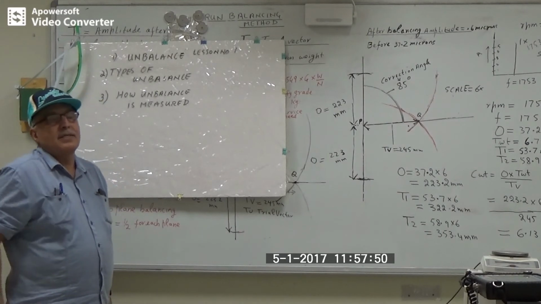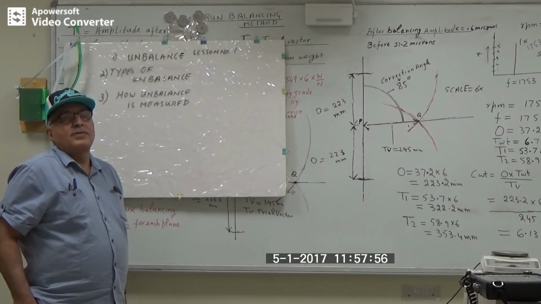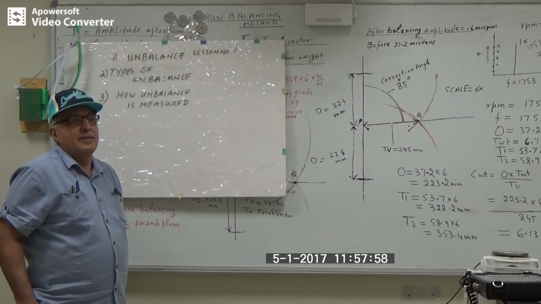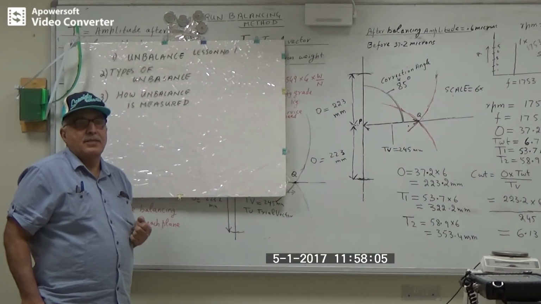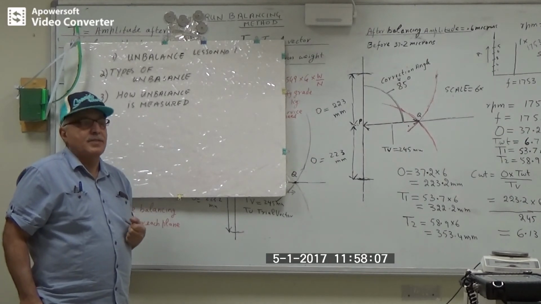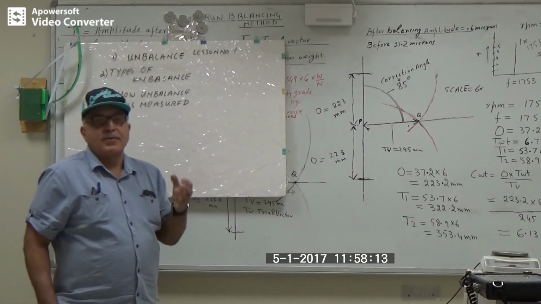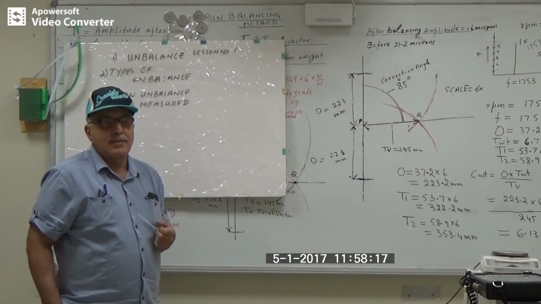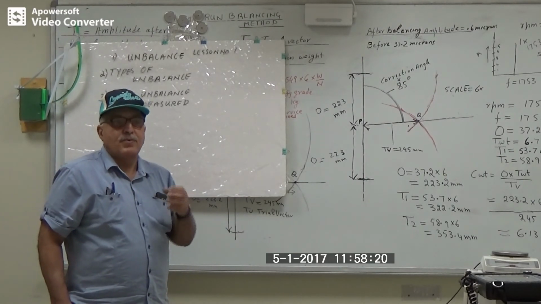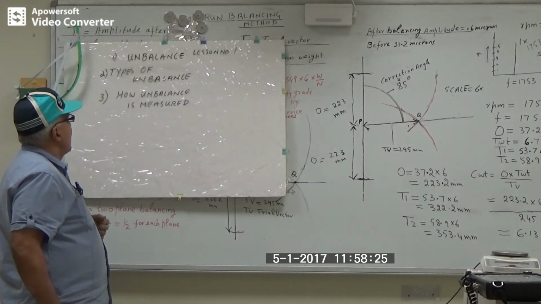So for balancing, we should know the correction weight, and also we should know the correction angle. And of course, we should also know the distance from the rotating center line. At which distance we should fix it? At which distance the mass or weight should be fixed from the rotating center? The radius of the mass which you are fixing. Then, how is unbalance measured?